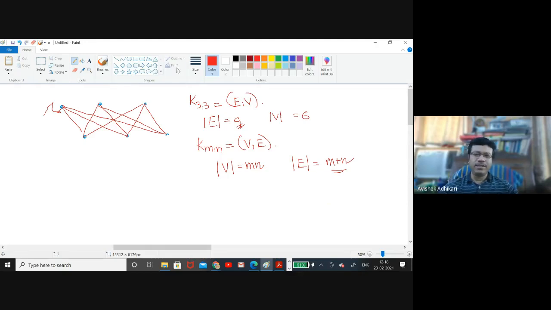So how many edges? Let us try to count first. So here 1, 2, 3, 4, 5, 6, 7, 8, 9. Okay. But what is this? So here K33, it should be then how much?